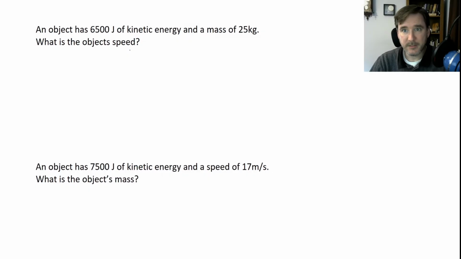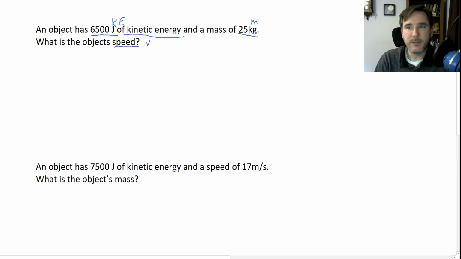So an object has 65,000 joules of kinetic energy and a mass of 25 kilograms. What's the object's speed? So we're going to just identify what we got. We've got the 65,000 joules of kinetic energy, so this is going to be our KE. This is, of course, our mass. And we want to know the object's speed, which is velocity.